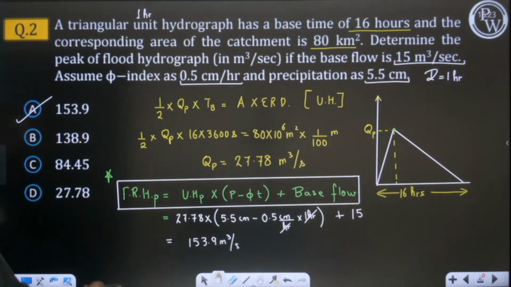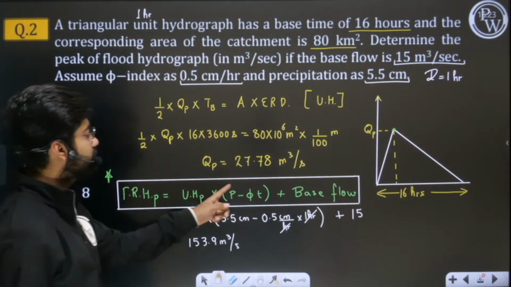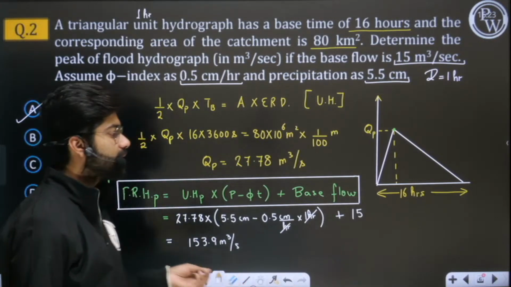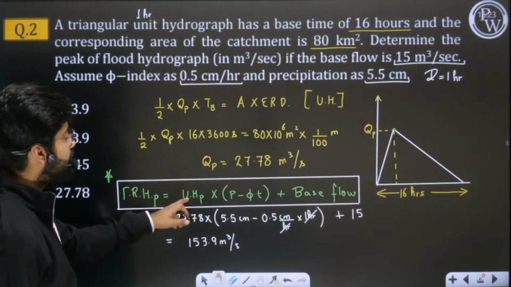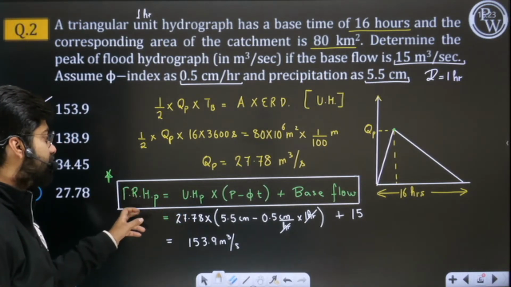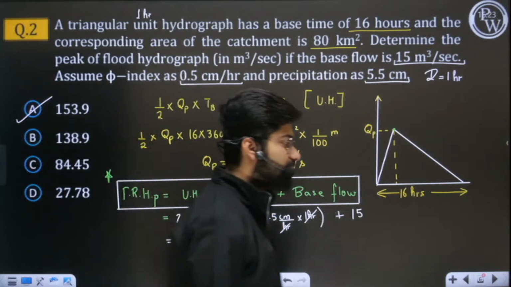Okay, so remember it. See, in this equation, you can see 1, 2, 3, 4, 5, 6 parameters are there. Mostly in questions, you will see that sometimes unit hydrograph peak will be given and this will be asked. Sometimes this will be given and unit hydrograph peak will be asked. Most of the times, this type of questions are there.